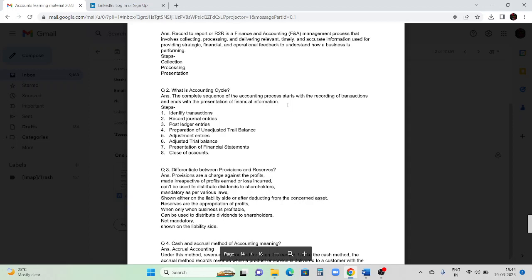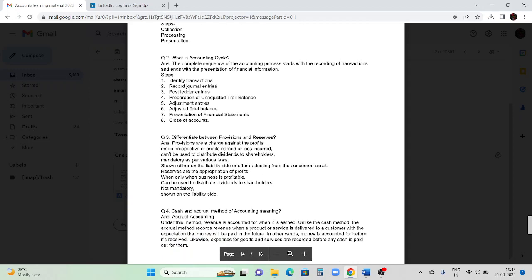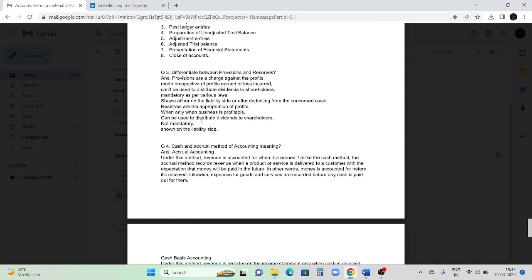What is the accounting cycle? The complete sequence of an accounting process that starts with recording of the transaction and ends with presentation of financial information. Identify transactions, record journal entries, post ledger entries, preparation of unadjusted trial balance, adjustment entries, adjusted trial balance, presentation of financial statements, and close of accounts.